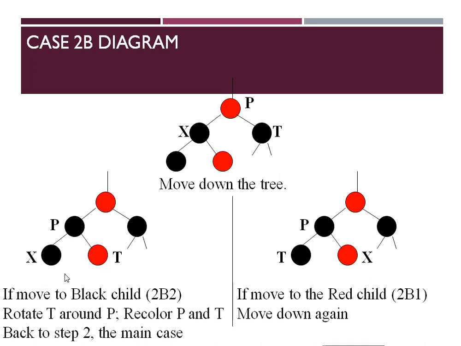See, if you move to a black child, then you need to rotate T around P and then recolor P and T, and then go back to step 2. If you have moved to the red child, then move down the tree. Okay.